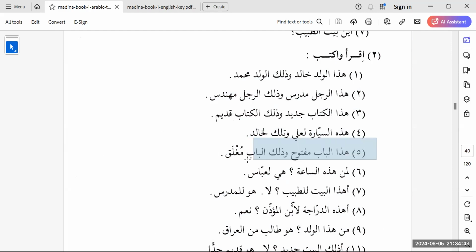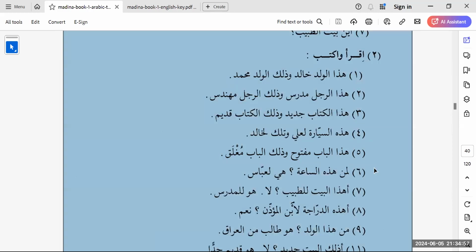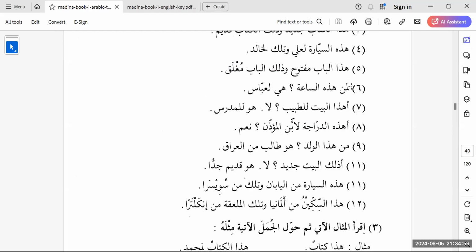Let's read this one inshallah. هذا الباب مفتوح وذلك الباب مغلق. Good. This one makes sense. Number 6, we've kind of already done something similar. Let's go to 7.